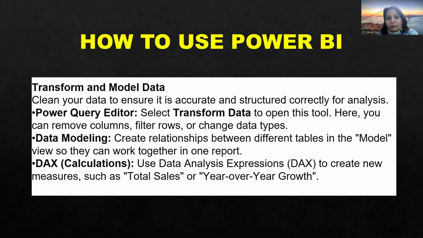Then once you've done that, if you need to transform it, then you use the Power Query editor wherein you can remove certain columns, you can filter rows, you can change data types, change column headings, and so on. You can also create relationships between different tables in the model view. We'll see that in the desktop view itself, that there are certain views, report view, model view, and so on. Then you can also use certain data analysis expressions, DAX calculations, to create some new measures such as total sales or year over year growth.